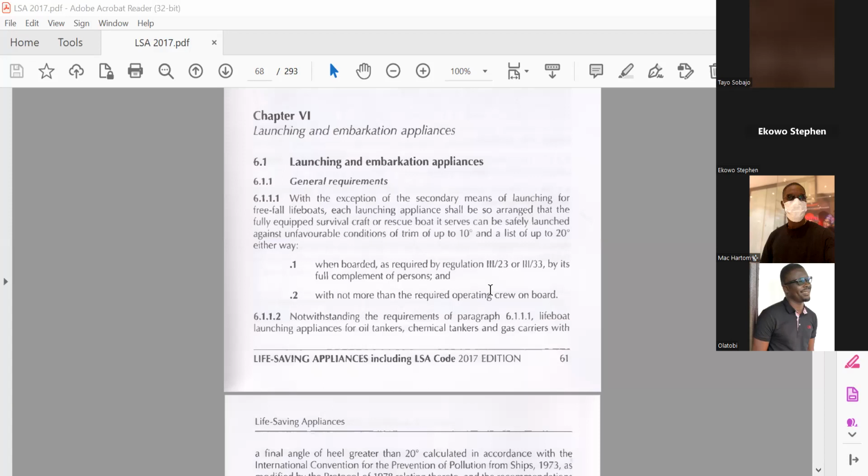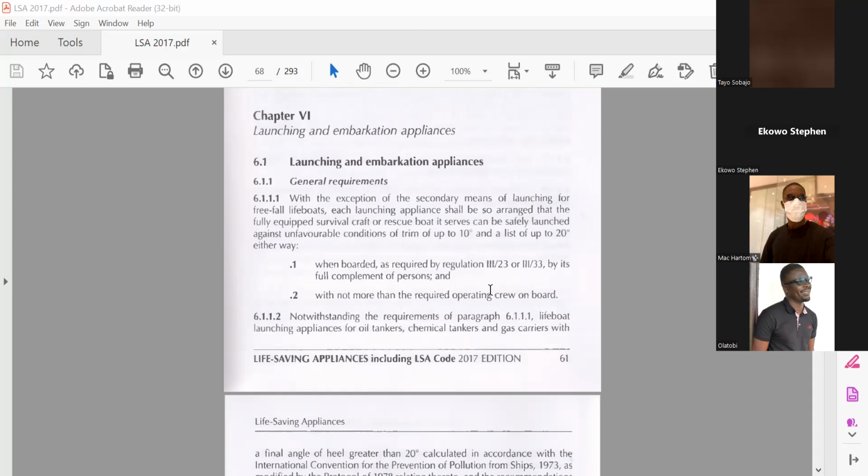Quick one here: general requirements, chapter 6. What are the requirements for these things? Here we have the exemption of secondary means of launching for free-fall lifeboats. It means we have a primary means and a secondary means. So you ask yourself, what are the primary and secondary means? The secondary means is talking about the motor, the gravity, and all of this.